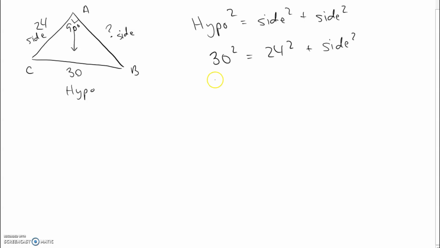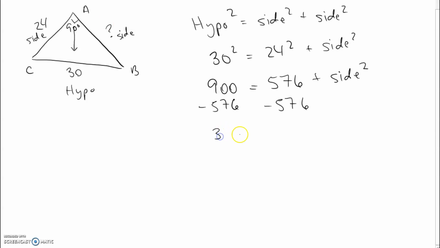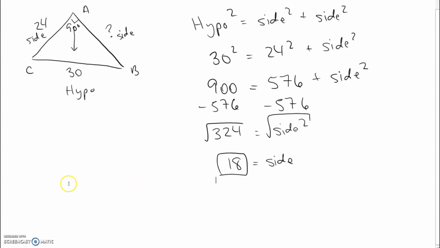So 30 squared, that's going to be 900, equal to 24 squared, that is 576, plus that side we're looking for, squared. So then I need to subtract the 576 from both sides. So 900 minus 576, that gives me 324, which is equal to our side squared. The last thing we need to do is square root both sides. And once I do that, I get 18. And there's our answer right there. Let me know if you have any more questions over these problems.